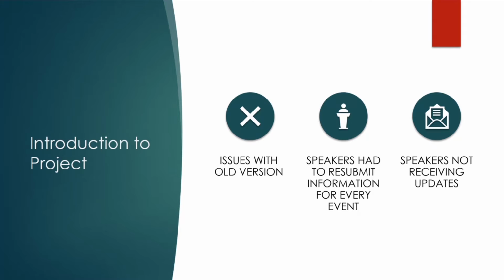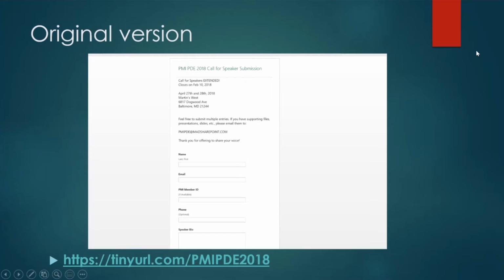They wanted to have a database to store the speaker's information so that returning speakers could log into an account and refer to that existing information instead of having to input it again and again. So the main issues with this old version were that speakers had to resubmit their information for every event, and they weren't receiving proper updates on the event. So I was approached with, how can we fix this situation?